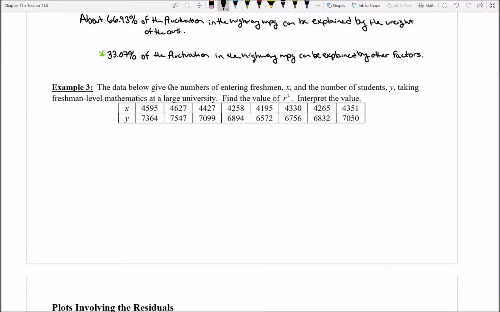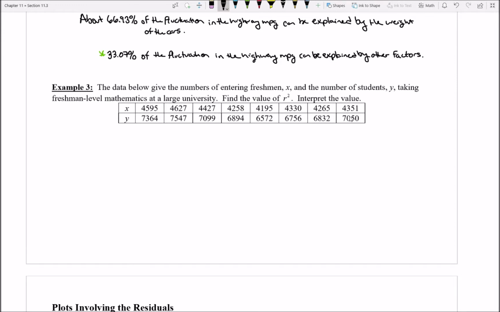If I take a look now at example number 3, this question says, the data below give the numbers of entering freshmen, X, and the number of students, Y, taking freshman level mathematics at a large university. So X represents, again, the number of new freshmen that are attending university. Maybe these are for different years. And then Y is how many students at the college are going to be enrolled in a freshman level math class. Now again, I could probably see that there's a lot of change happening in the Y. Every year maybe there's a different number of people taking freshman level math. And I want to know why that's the case.